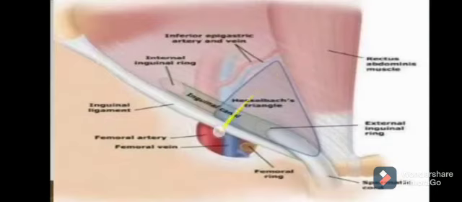And then there is this Hesselbach triangle, which is called the area of potential weakness near the inguinal canal. Basically it is a triangular area which has boundaries. Below, you can see the inguinal ligament. Laterally we have the inferior epigastric artery, and medially we have the lateral wall of the rectus abdominis muscle. This area forms the Hesselbach triangle, which is an area of potential weakness, and from this area there may be herniation of the abdominal contents.